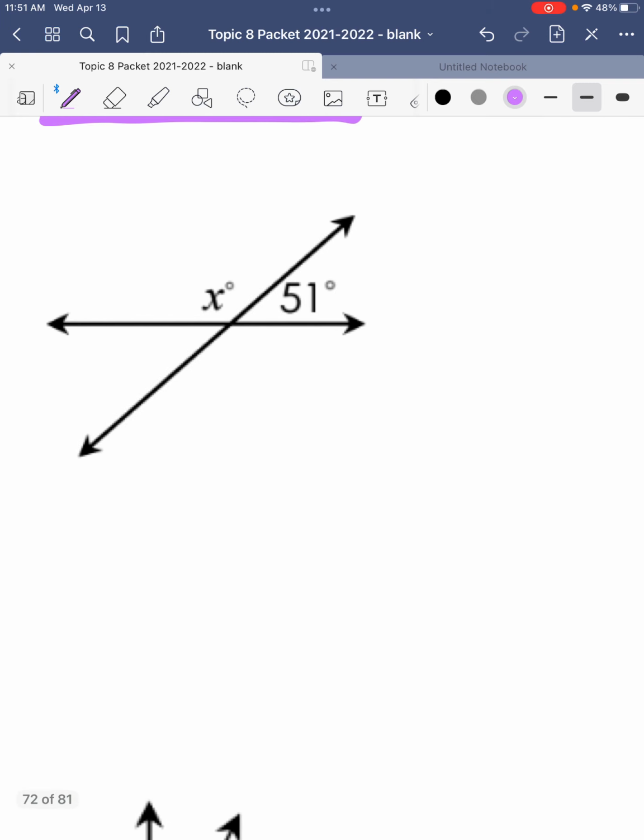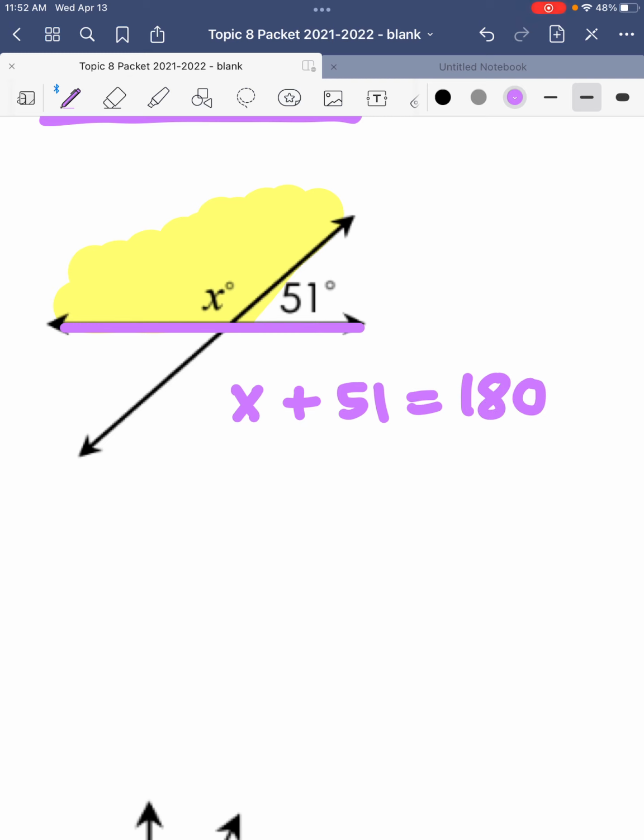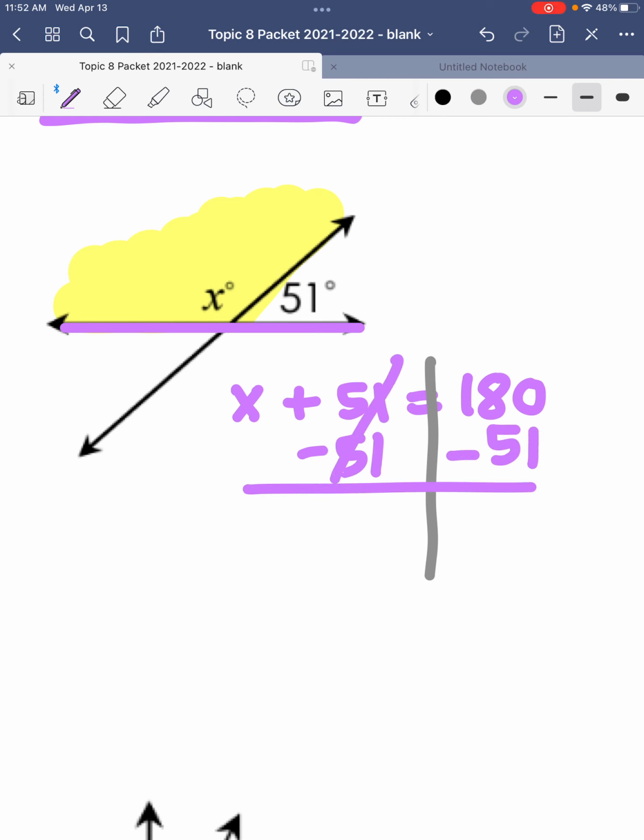Okay, number 12. I know that these are two adjacent angles, and I'm trying to find the value of this angle measure right here. So what I notice is that the two adjacent angles together form this straight line. So I know that they add up to 180 degrees. So I'm just going to write a simple equation, x plus 51 equals 180 degrees. To solve this equation, I'm trying to get x by itself. So I'm going to subtract 51 on both sides. So 51 cancels out, x comes down, 180 minus 51. When I put that in my calculator, I get 129 degrees.